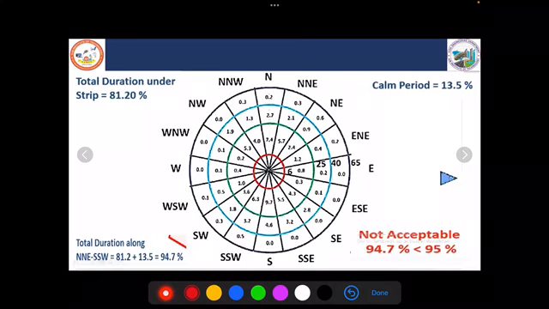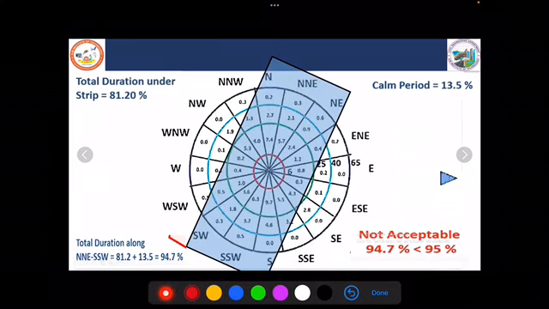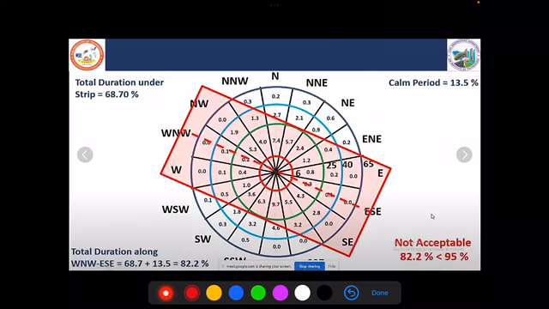Once the north-south direction is done, now place the transparent strip along the north-northeast and south-southwest direction, and check the wind coverage. The total wind coverage inside the transparent strip is 81.2 percentage, the calm period is 13 percentage, and the total is 94.7. So it is not acceptable since it is less than 95 percentage wind coverage.